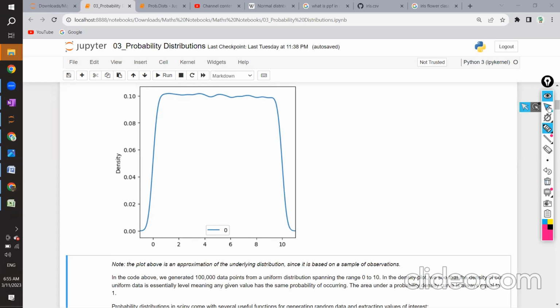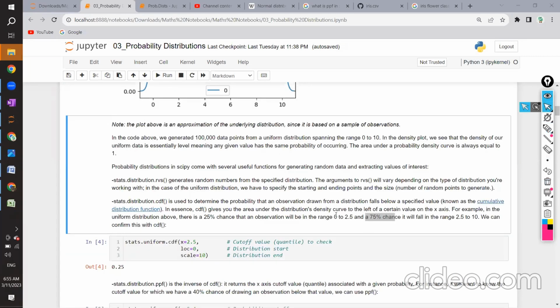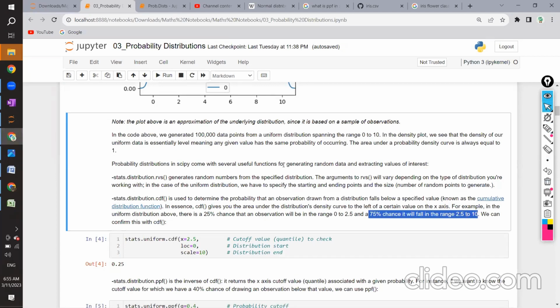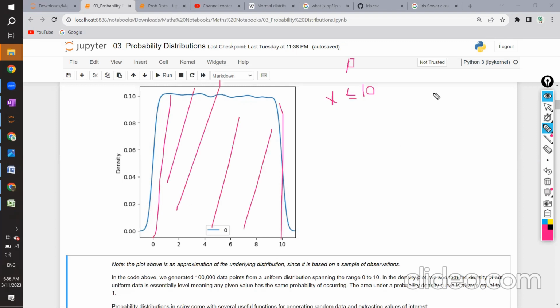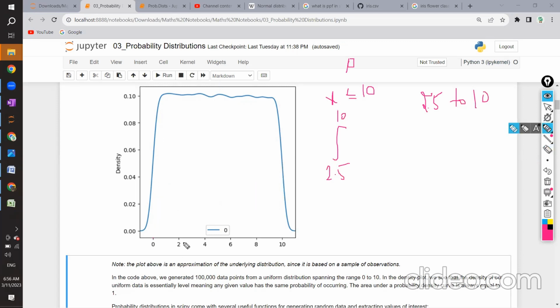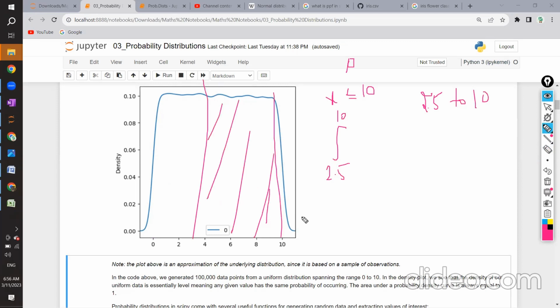Okay, fine. So similarly, it is saying 25% chance from 0 to 2.5 and 75% chance from 2.5 to 10. Usually if I want to find out 10, the cumulative will say x is less than or equal to 10. That means from 0 to 10, it will consider all the values. But if I only want 2.5 to 10, you need to integrate the function from 2.5 to 10 only. That will give you 75%.